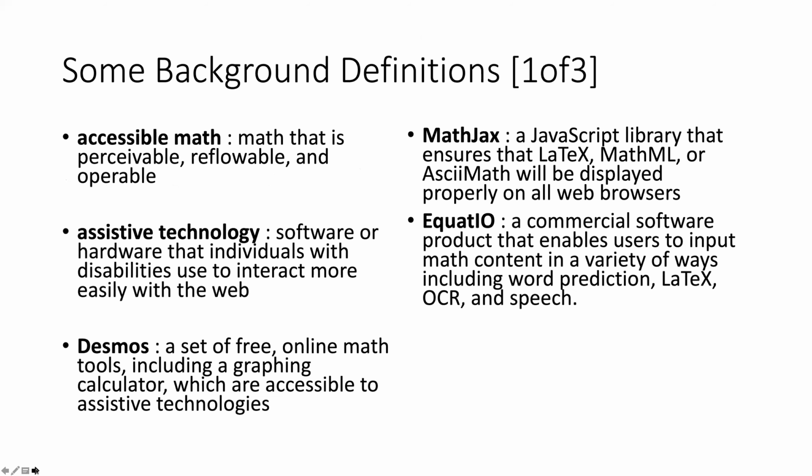So I'm gonna give you just a couple of background definitions of stuff. We won't spend a lot of time with this, but just some things that you kind of need to know before we really get into it. So accessible math, that's math that is just basically perceivable, it's reflowable, it's operable. In other words, and I'll show you an example of this, we can make it screen reader accessible, and we can go through each part of the equation or the math.